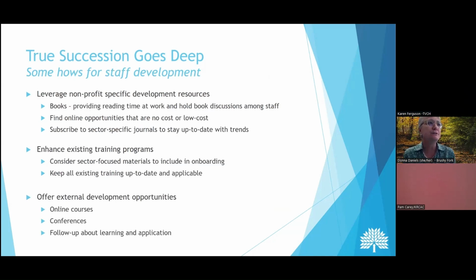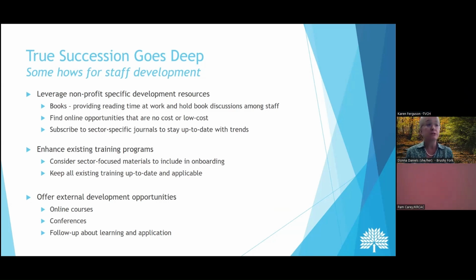And then some how-tos for doing staff development. Staff development's not always inexpensive, but you can leverage some nonprofit specific development resources, books. So we actually here at Brushy Fork just started a book club every once in a while. We just started reading a new book that's helping us learn about some of the work that we're doing. And so we're providing reading time at work, and then we're holding book discussions among the staff to really deepen the knowledge around some of the areas where we're wanting to develop our own knowledge.